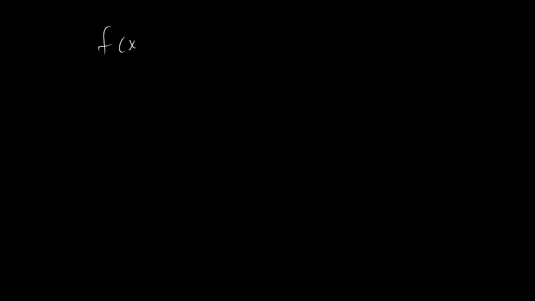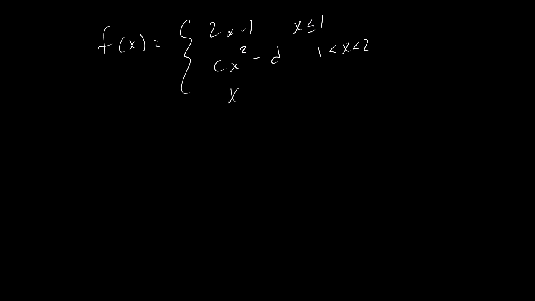So let's suppose that we have 2x minus 1 when x is less than or equal to 1. And we also have cx squared minus d when x is between 1 and 2, but also x when x is greater than or equal to 2. So same thing as before. I'm going to find my left-hand side and right-hand side, but there's a trick because now I have two numbers: I have my 2 and I also have my 1.